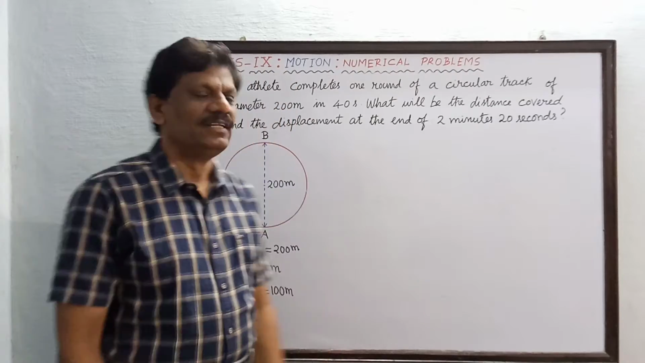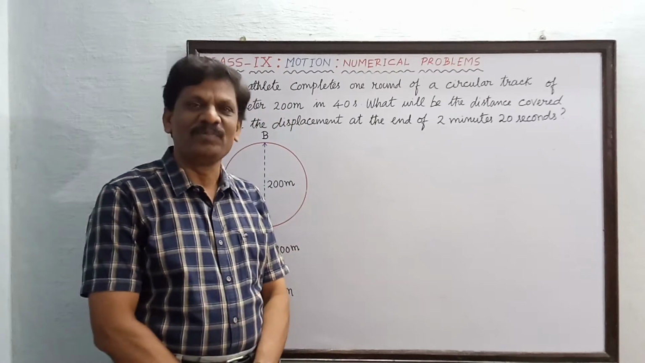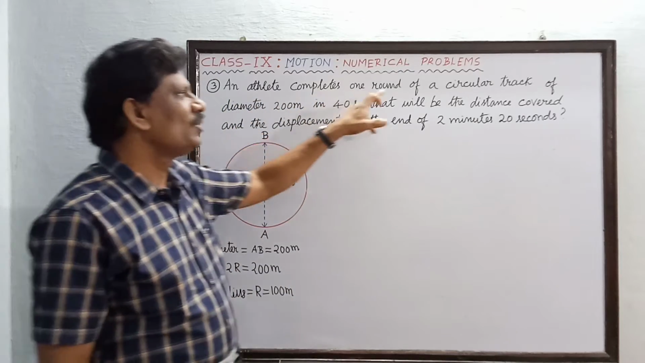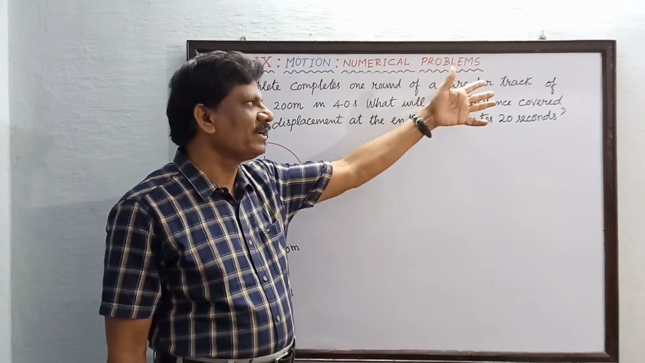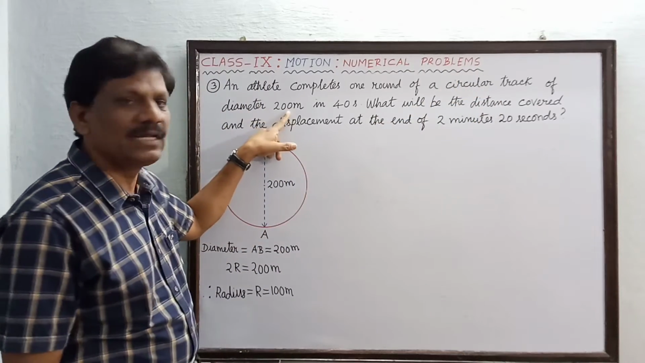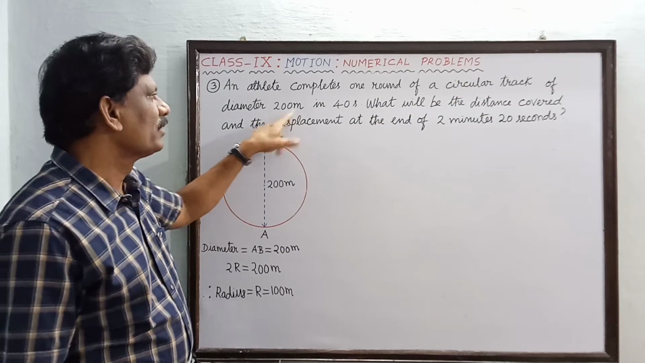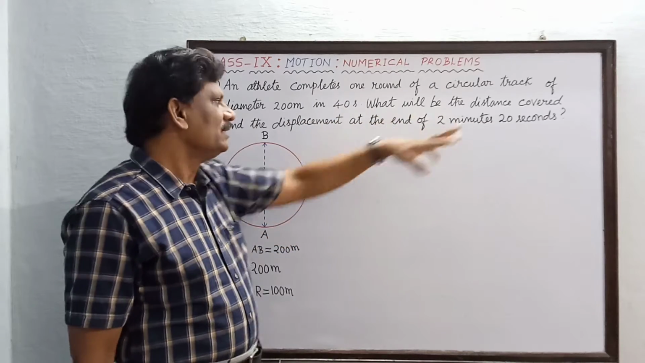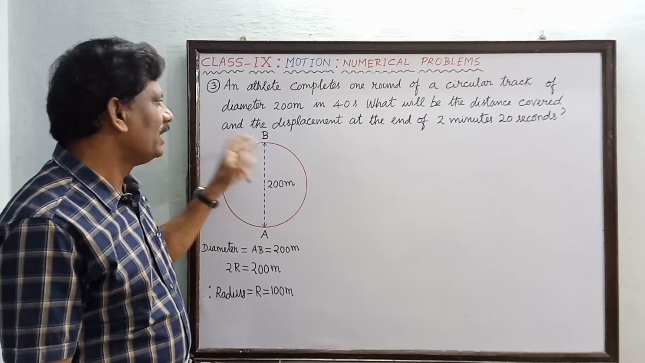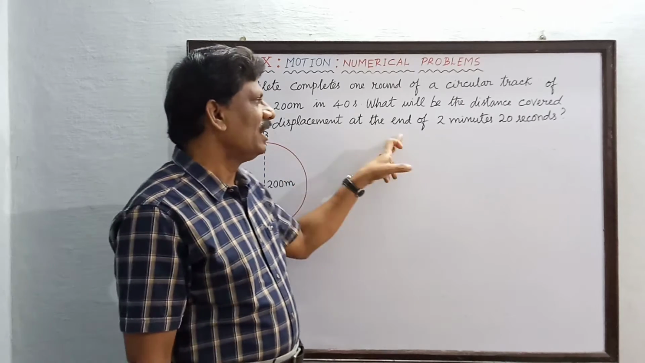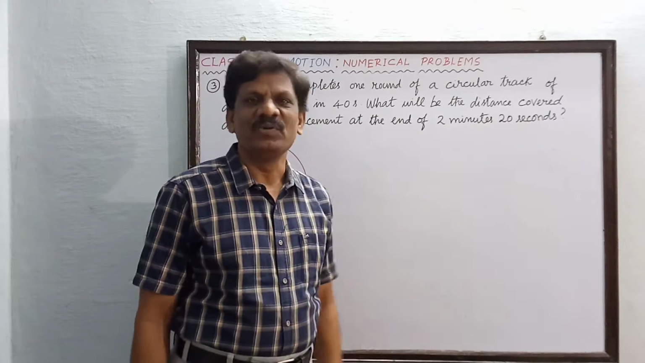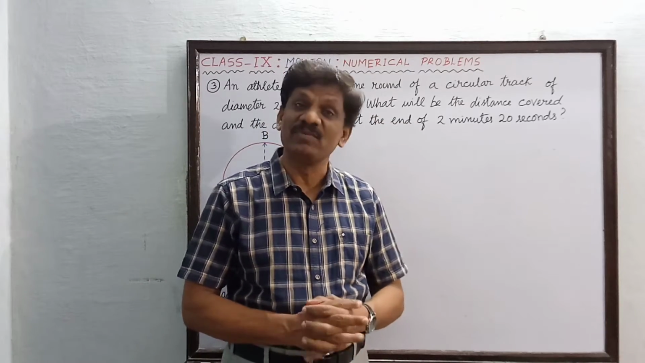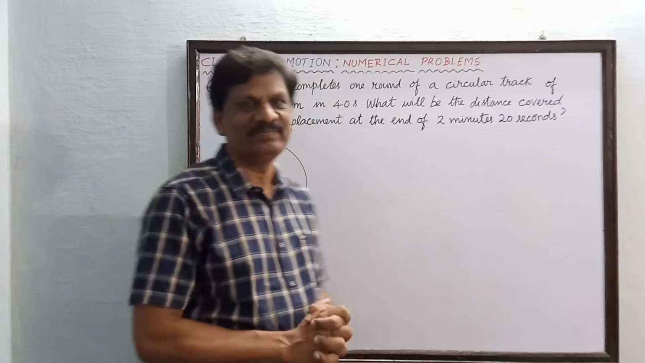Hi students, today we are going to solve problem number 3. An athlete completes one round of a circular track of diameter 200 meter in 40 seconds. What will be the distance covered and the displacement at the end of 2 minutes 20 seconds? Very simple, very interesting, and also a very important numerical problem.